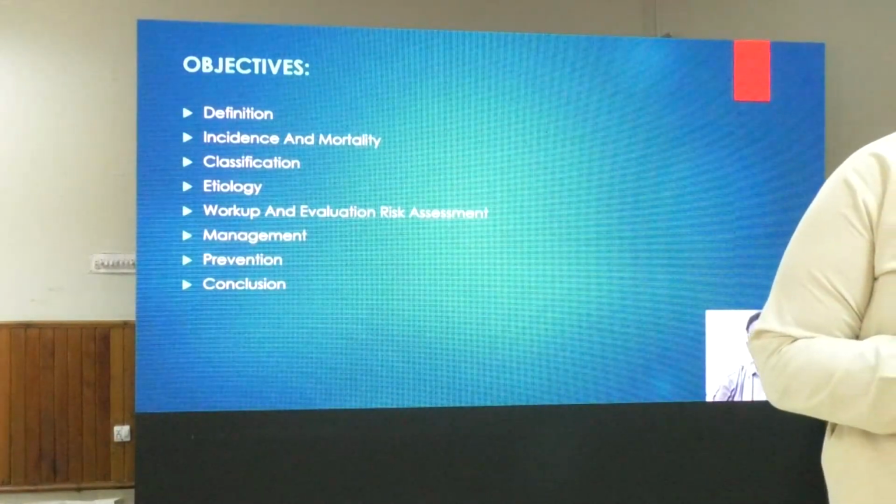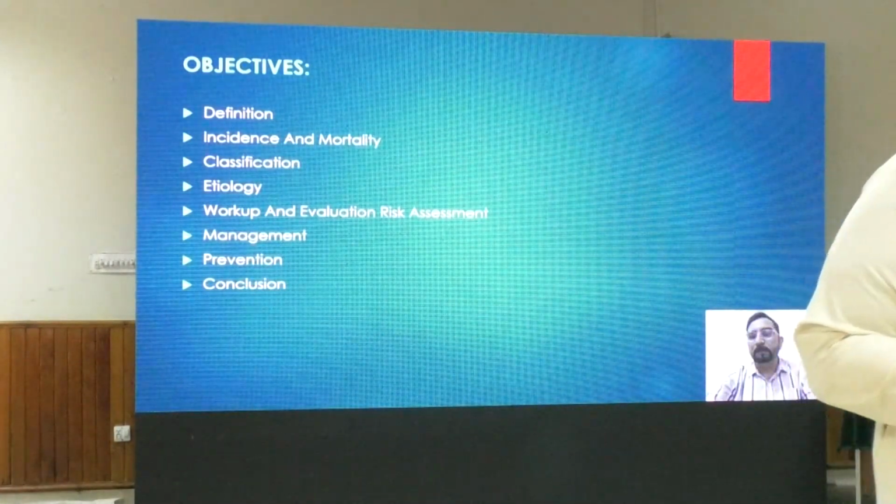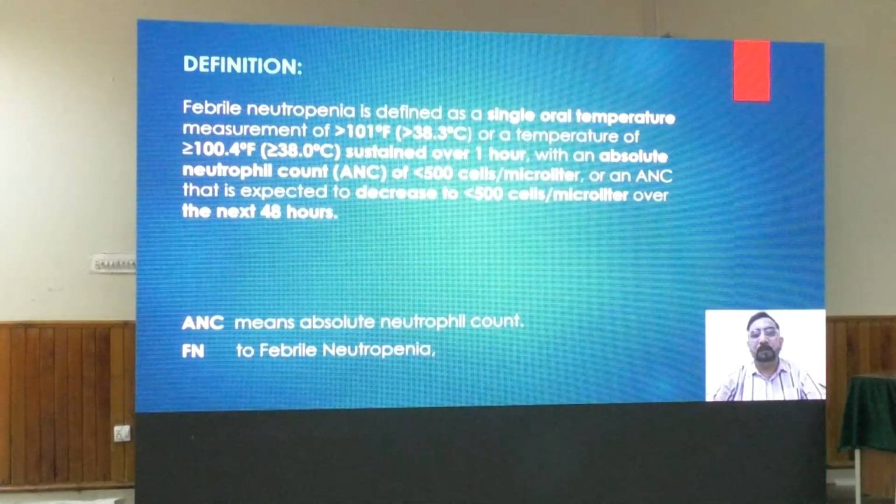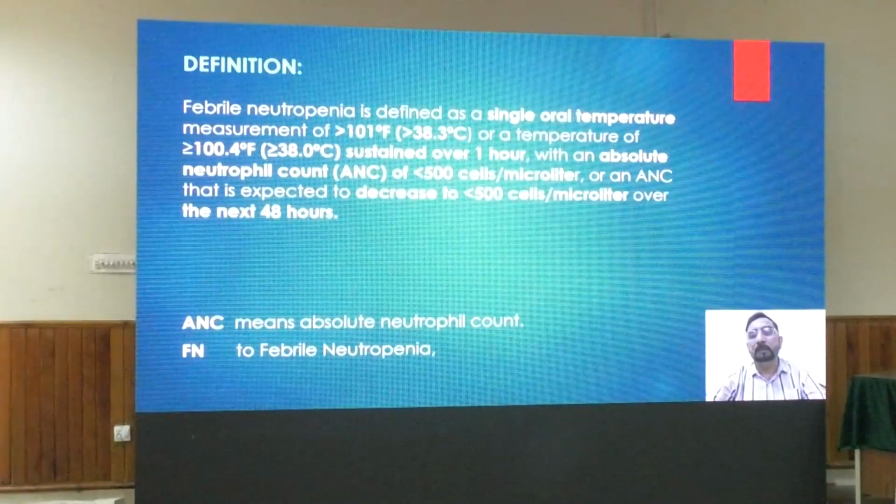The objectives, as I mentioned, we will go through these headings. The definition: febrile neutropenia is defined as a single oral temperature measurement of 38.3, or a temperature of 38 degrees centigrade sustained for 1 hour, with an absolute neutrophil count of less than 500. There is another limit to the definition, that is the ANC expected to decrease to less than 500 over the next 48 hours, but we will talk about this later.